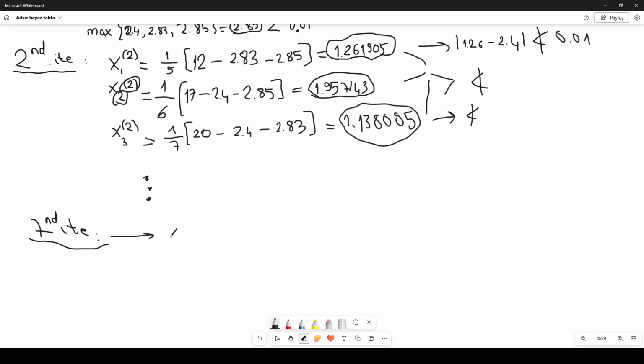This is the result of x1. I find something around, I will round off, 1.49. And for x2, I use 2 decimal digits. You're free to use more than that or less than that. It's up to you. It's actually our choice. And for x2 we got 2.19, and for x3 we got 2.33.